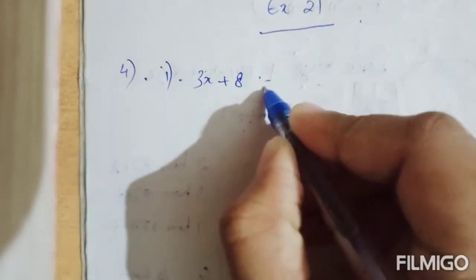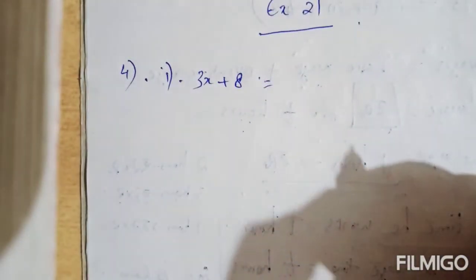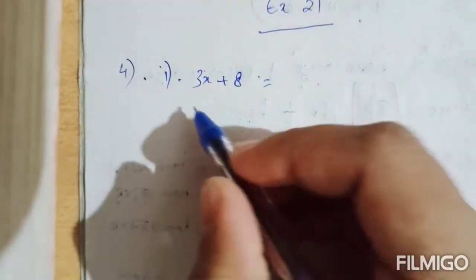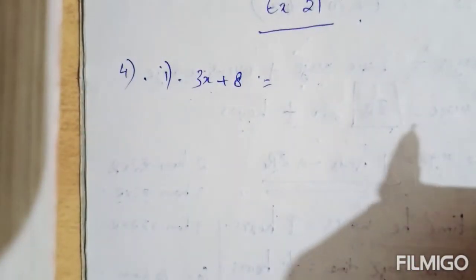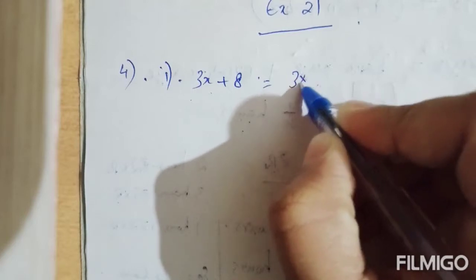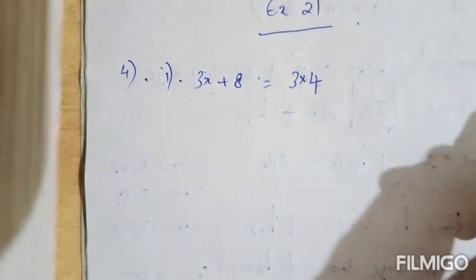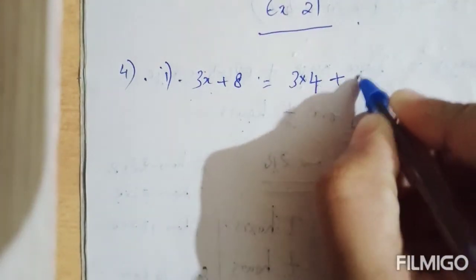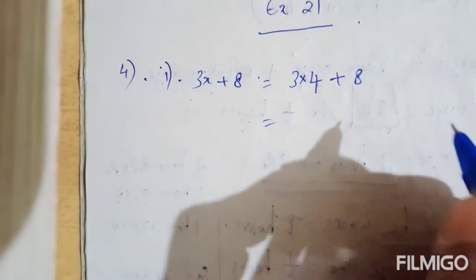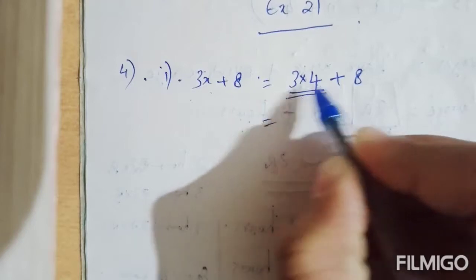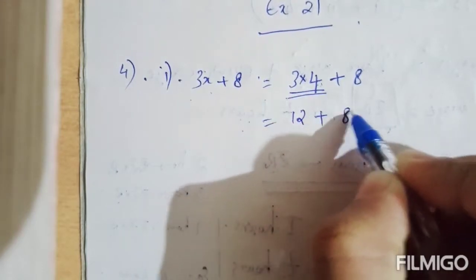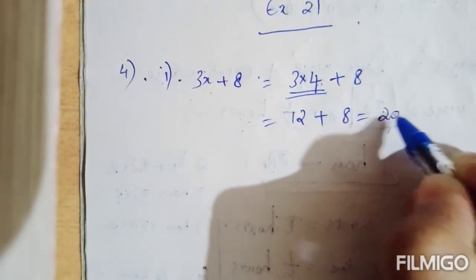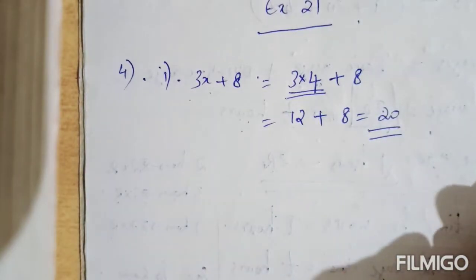So how can you find? Just substitute 4 in place of this x. 3x means 3 into x. So 3 into 4. Plus 8. Now we know BODMAS. First we have to do multiplication. 3 into 4 is 12. 12 plus 8 you will get 20. So 20 will be the answer.